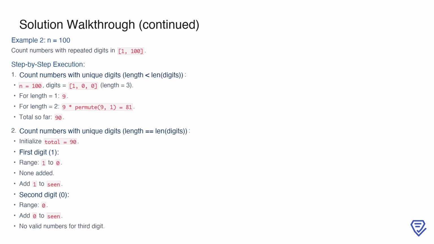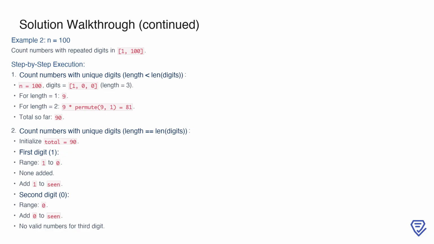Here, we need to count numbers with repeated digits in the range from 1 to 100. The digits of 100 are 1, 0, 0, so the length is 3. For numbers with a length of 1 digit, there are 9 valid options, just like before. For numbers with a length of 2 digits, we calculate 9 times permute(9, 1), which equals 81. Adding these, we get a total of 90 numbers with unique digits so far.